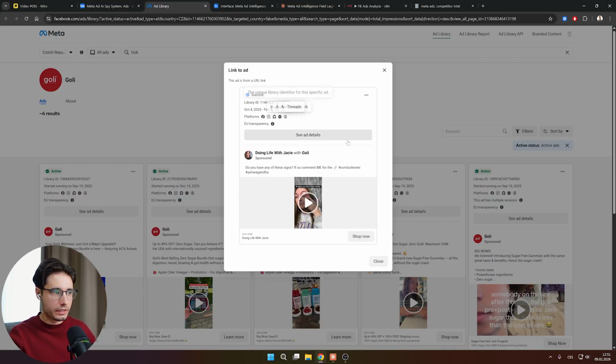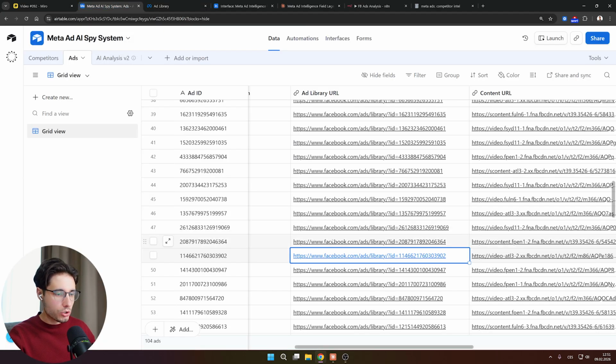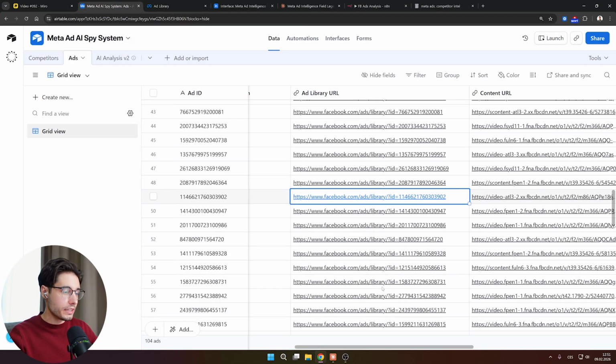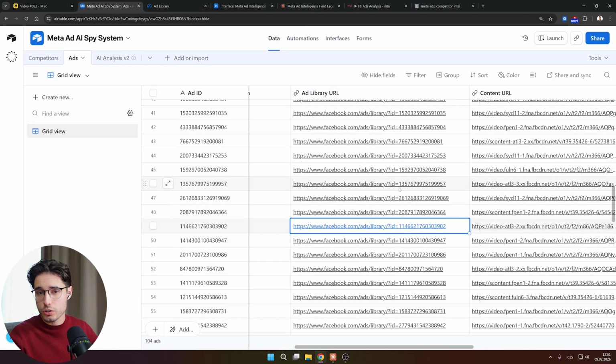So we can open it in the ad library and then you can see it right here. Of course, doing this manually would be very time consuming, very painful, and we would probably miss the patterns altogether. So that's why we store it right here into our database. Dozens, if not hundreds of ads, of course, can be right here.